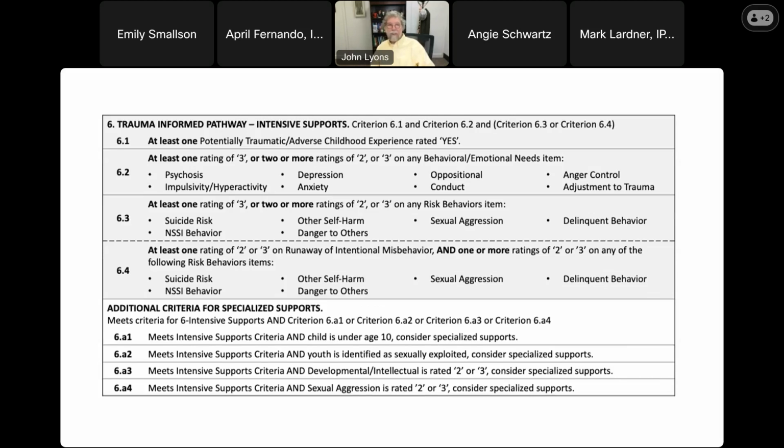So you might notice 6.3 versus 6.4. The runaway and intentional misbehavior are risk escalators. They're not risk by themselves, they're risk escalators. They make other risks even riskier. So that's why that's there. All right, so that gives you a sense of what the decision support models look like.